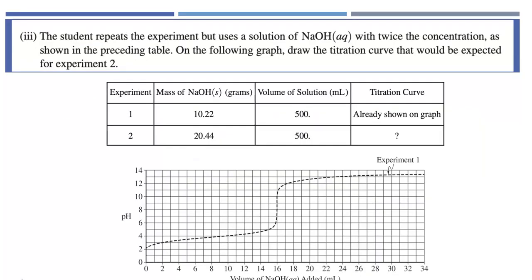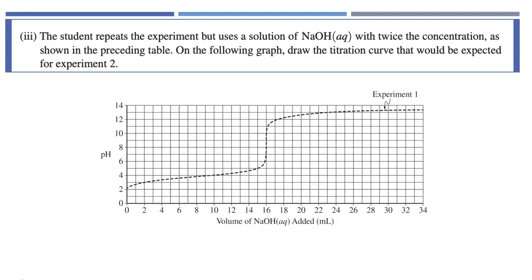The student repeats the experiment, but this time uses a solution of sodium hydroxide with twice the molarity as shown in the table here. On the graph below, draw the titration curve that would be expected for this new experiment. So we've doubled the molarity of the NaOH. We have not changed anything about the lactic acid solution that we were working with. What are we going to do?